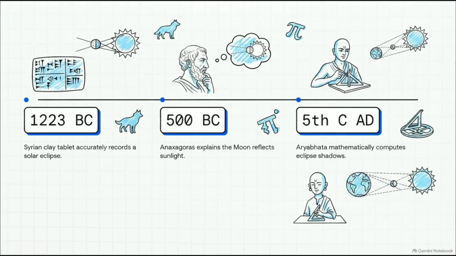But over time, humanity observed, we recorded, and we learned. As early as March 5, 1223 BC, a Syrian clay tablet accurately recorded a solar eclipse. By around 500 BC, the Greek thinker Anaxagoras made this massive intellectual leap. He explained that the moon doesn't actually generate its own light, but it shines by reflecting the sun. And by the 5th century AD, the Indian mathematician Aryabhata was out there literally mathematically computing the exact sizes of the shadows cast during eclipses. We evolved all the way from fearing invisible sky wolves to doing the complex math of the universe.